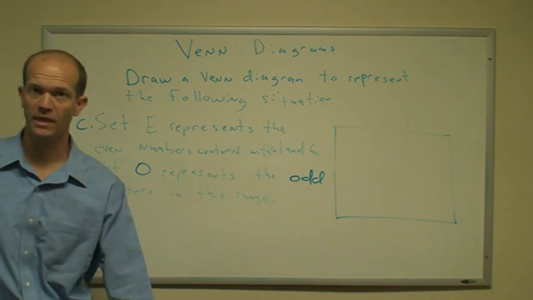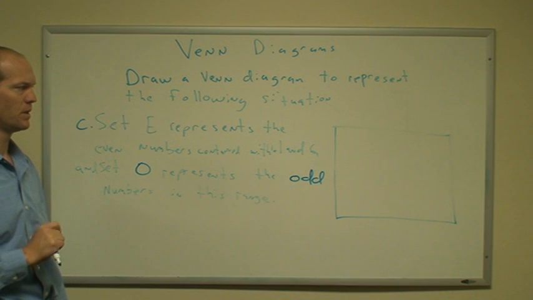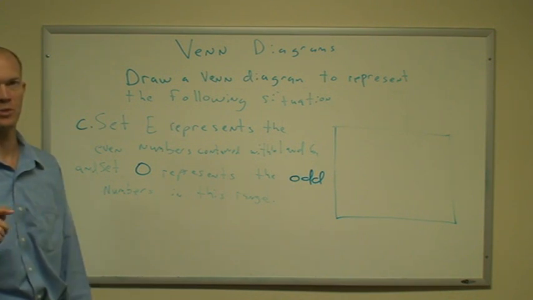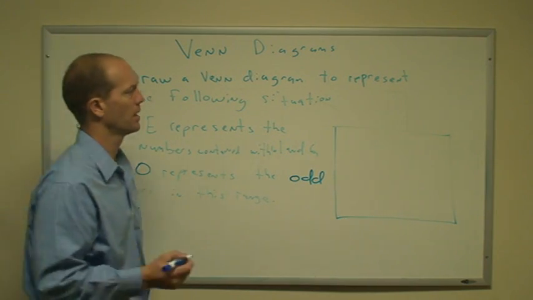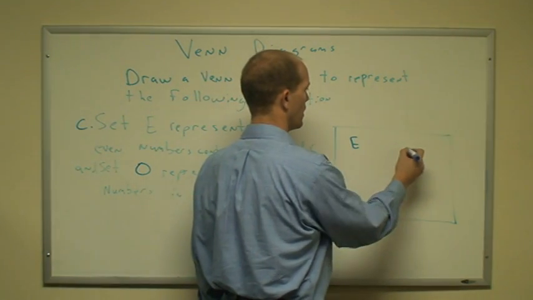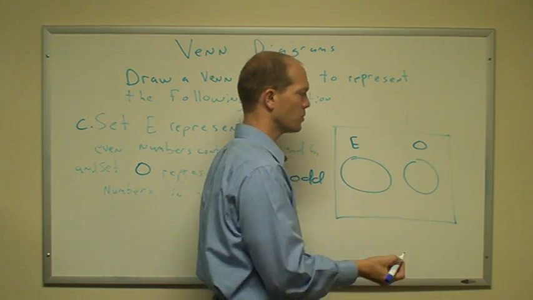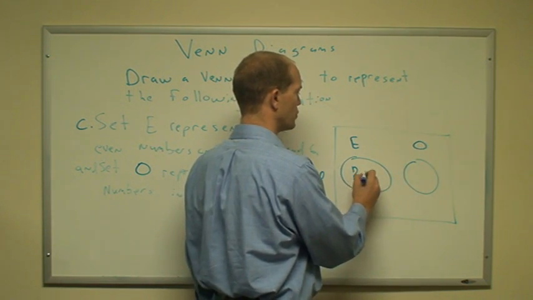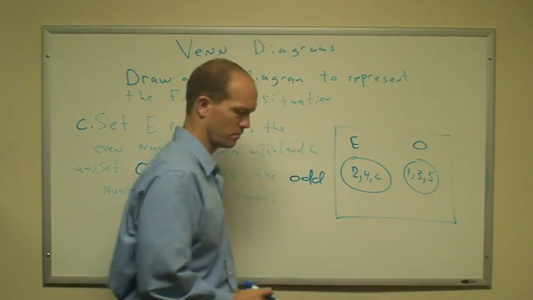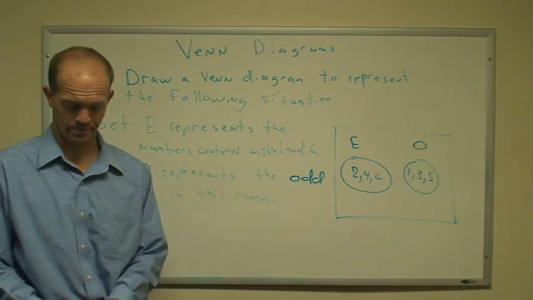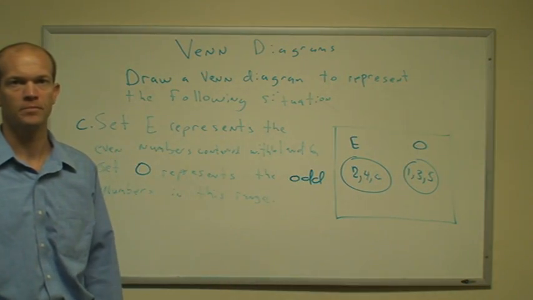For example C, we see that set E represents the even numbers contained within the set from 1 to 6, and set O represents the odd numbers in that set. Thinking about this, even numbers are never odd and odd numbers are never even. So I can draw this Venn diagram this way. The even numbers here are 2, 4, and 6. The odds 1, 3, and 5. And there's my Venn diagram. There are no values in the universal set that are not contained within either of those sets here.